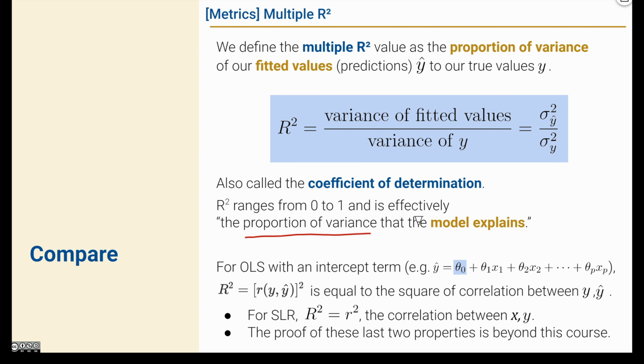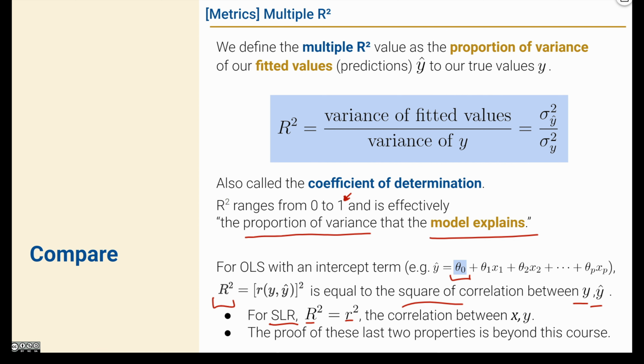Again, think of it as the proportion of variance the model explains. So the closer to 1 this is, the better. And it is a really nice generalization of this little r squared, because if you have OLS with an intercept term, like this, then this multiple R squared is equal to the square of the correlation between your original data Y values and your predicted Y values. And for simple linear regression, this is exactly equal to the correlation squared. So it's a nice generalization.